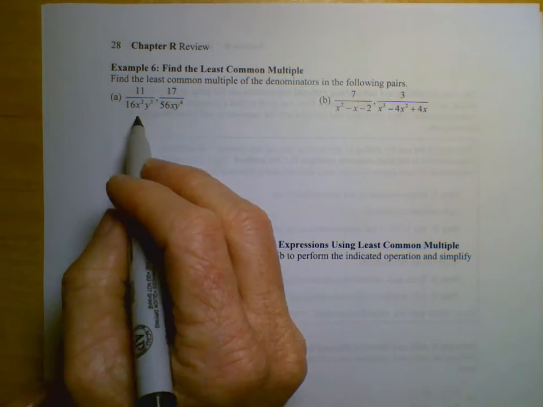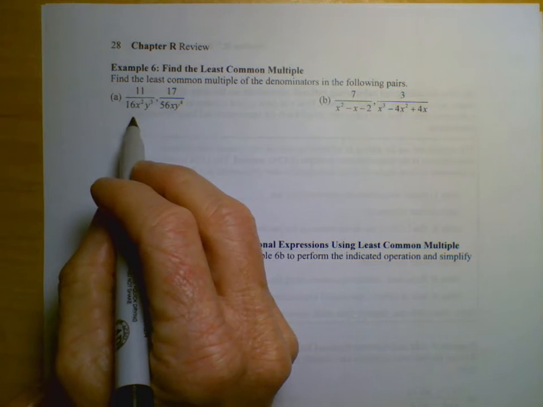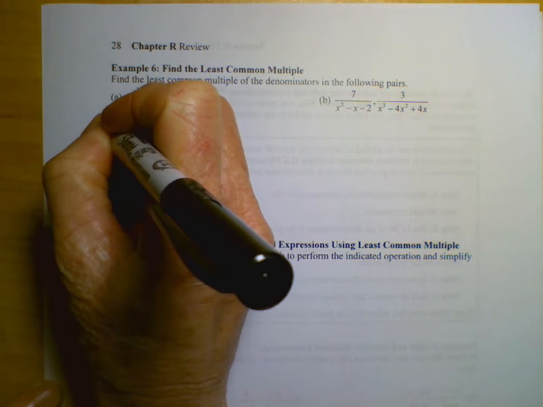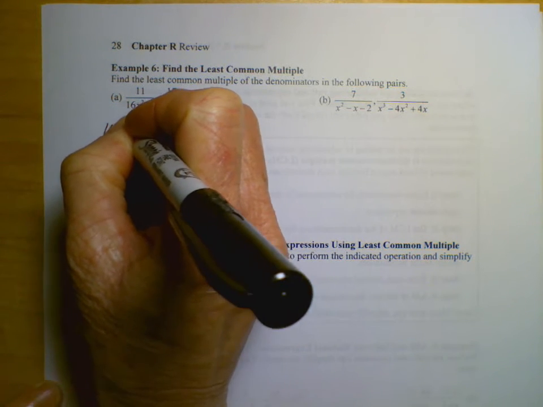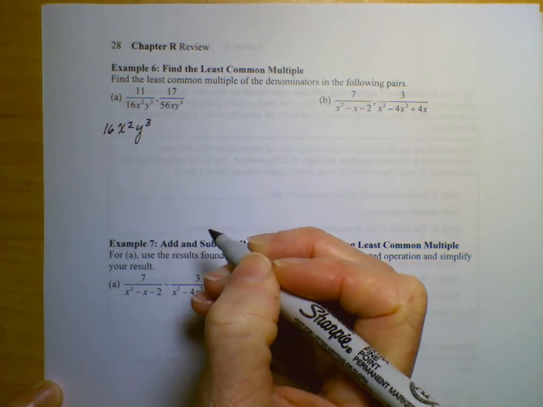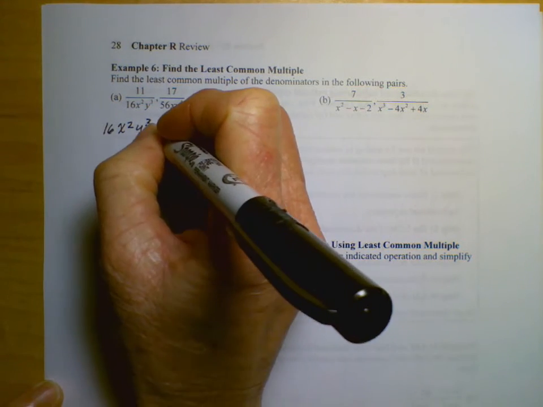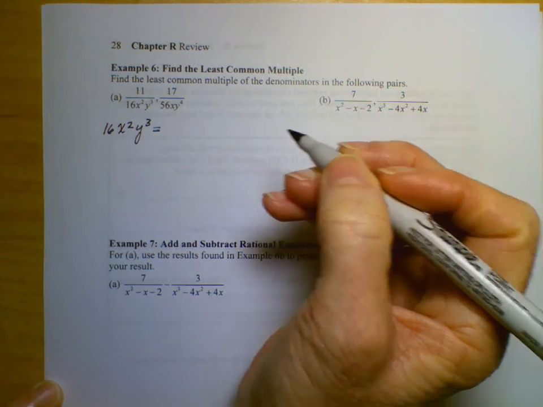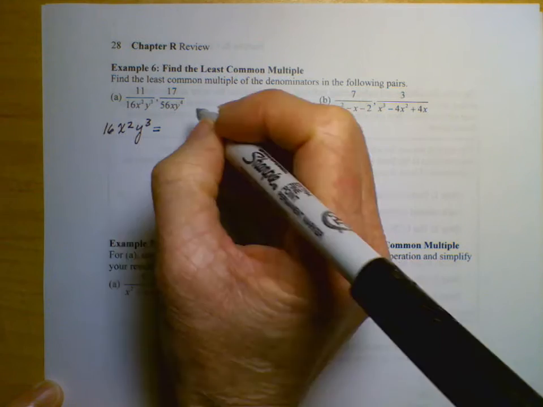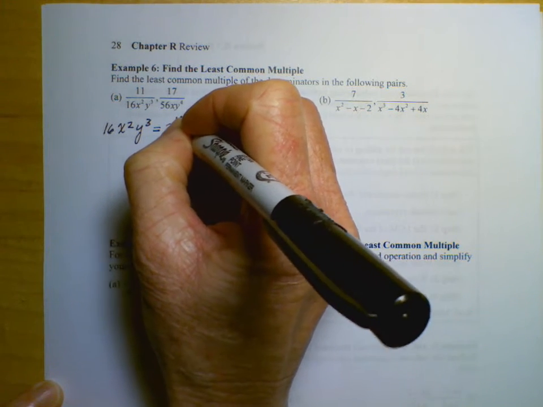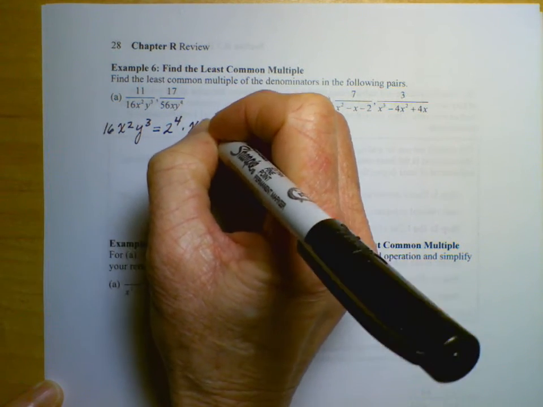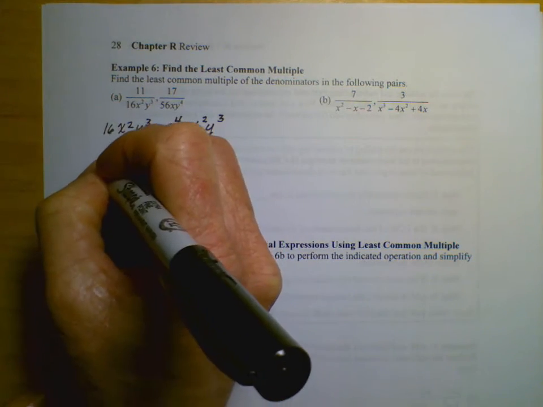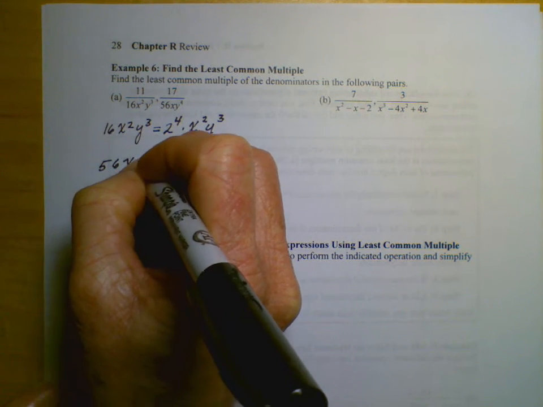In A, our direction said on the previous page was to factor the denominators. The first denominator is 16 x squared y cubed. We're going to prime factor this, which means we write 16 as a prime number to a power, or a product of primes, and 16 happens to be 2 to the 4th power. Then we have our x squared and our y cubed. Let's do the same for the other denominator, 56x y to the 4th.